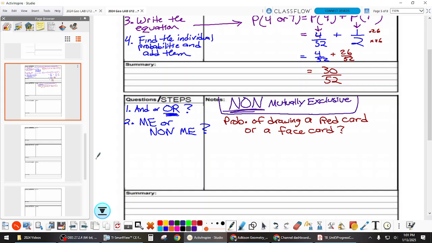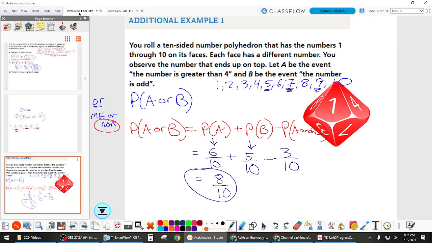Which two things? I'm saying specifically in this problem, what two things are we wondering if it can be both at the same time? Good. So can it be a red and a face card at the same time in a standard deck? Some people are saying yes, some are saying no. There are red face cards.